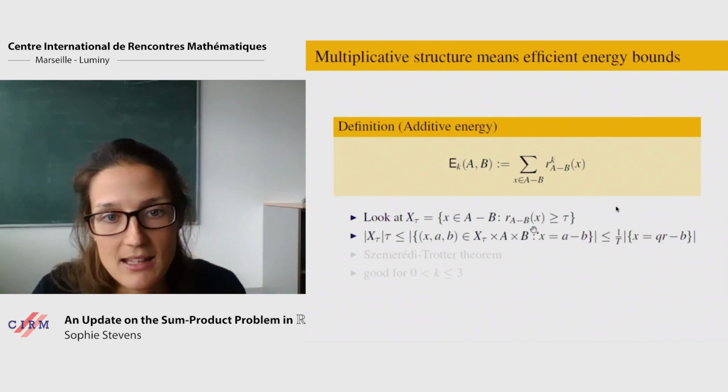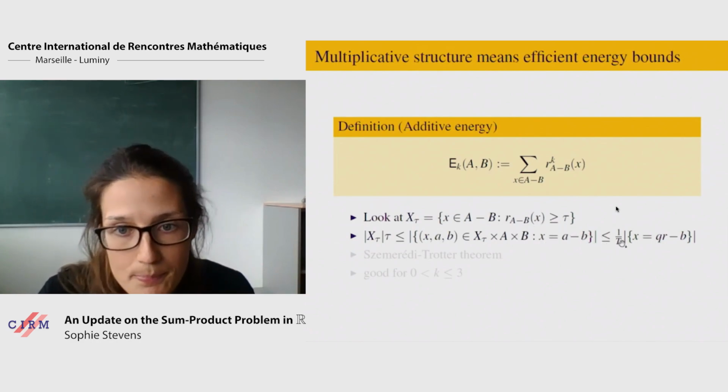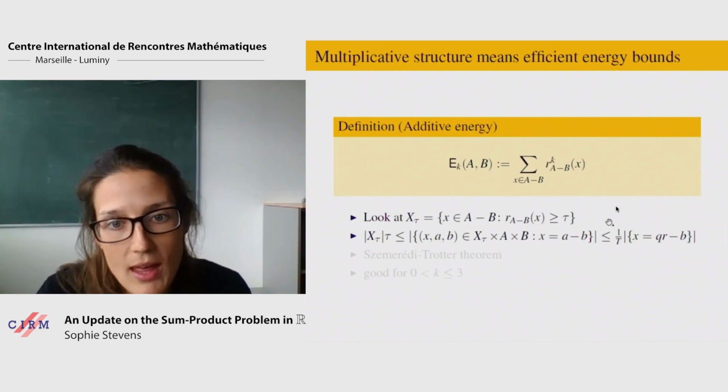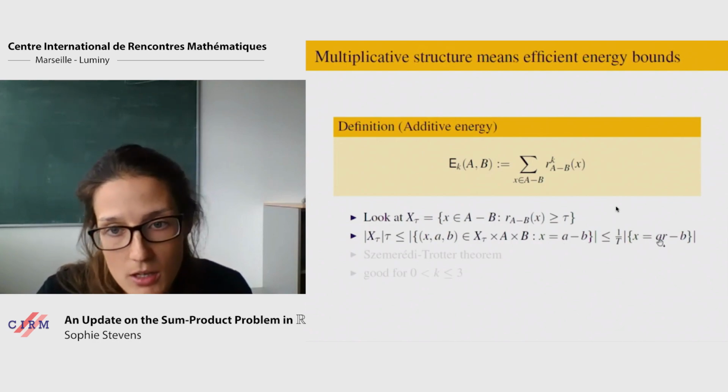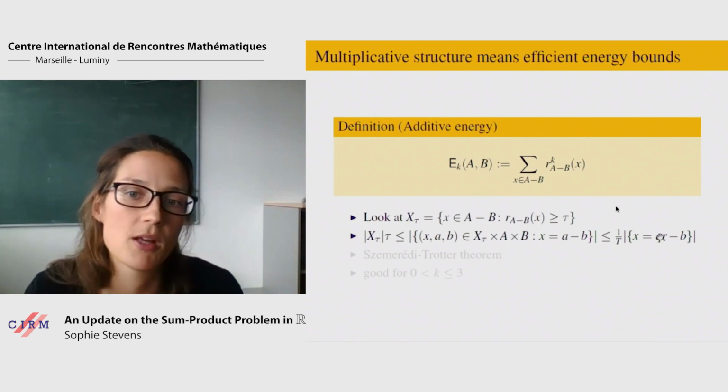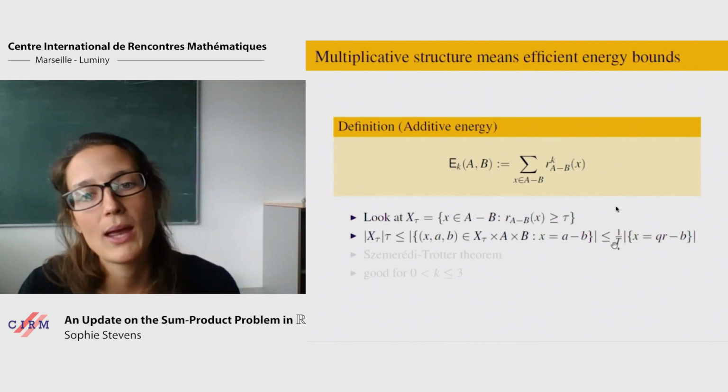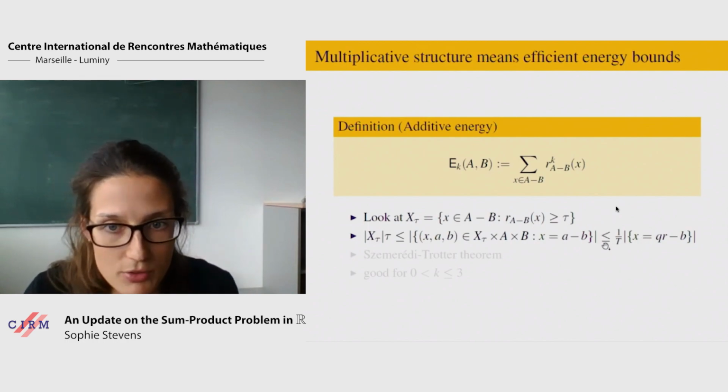We know that our set A has got multiplicative structure, so we can put that in. We know that every element A looks like Q times R, and it looks like Q times R at least T ways. So we have to divide by this factor of T as well.